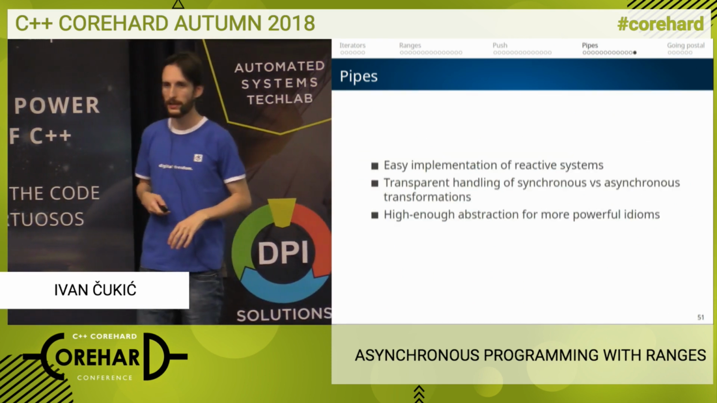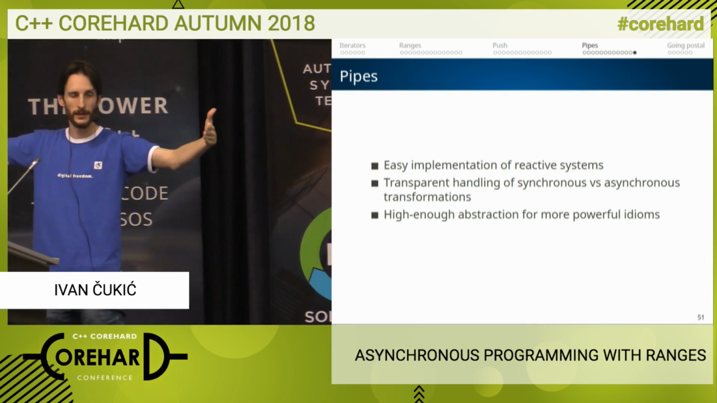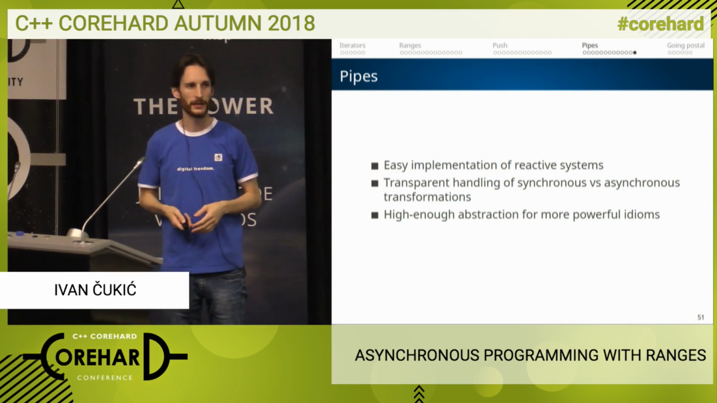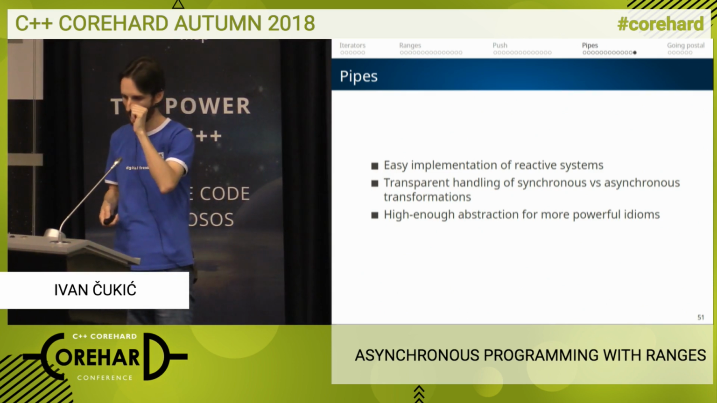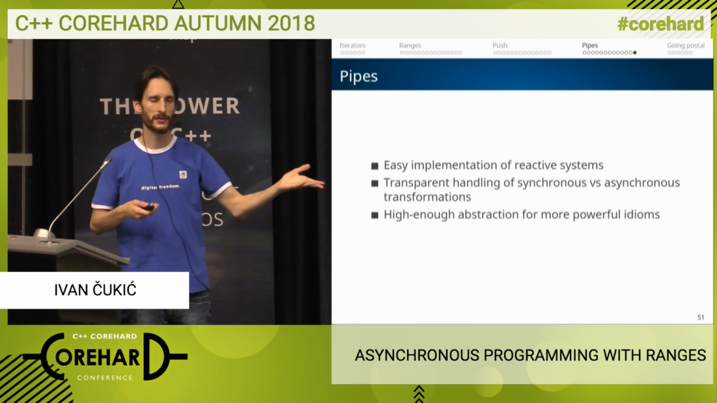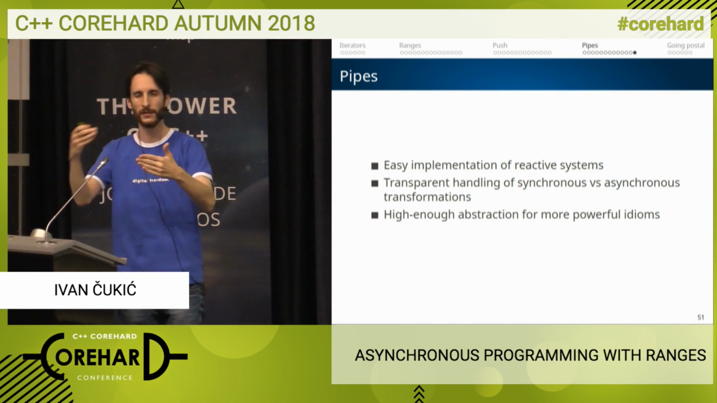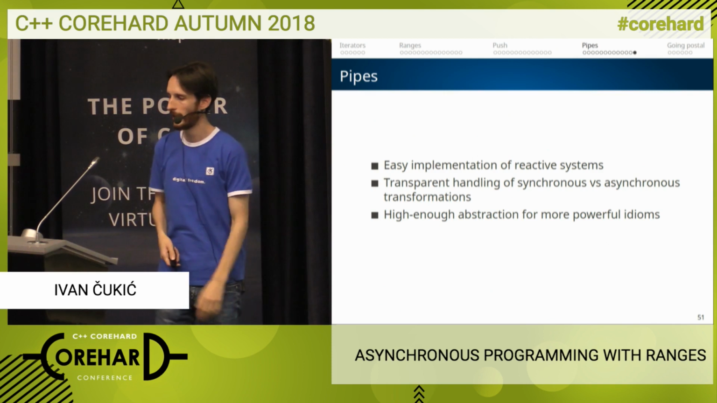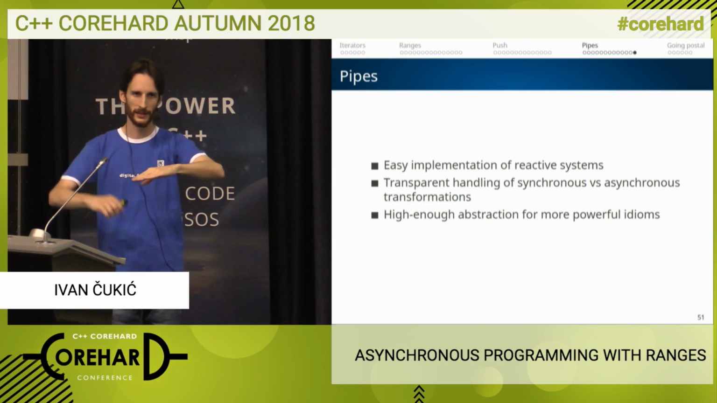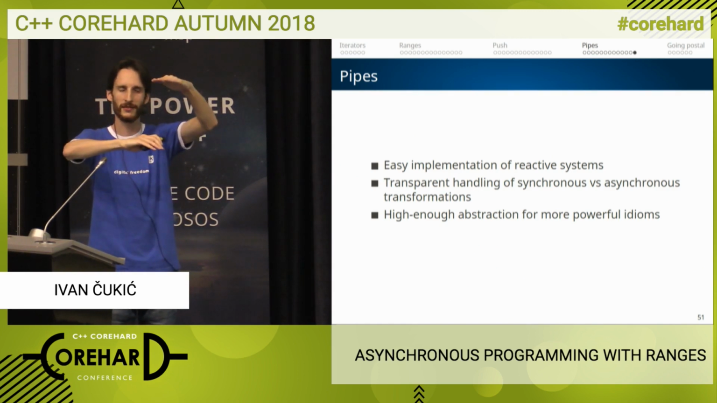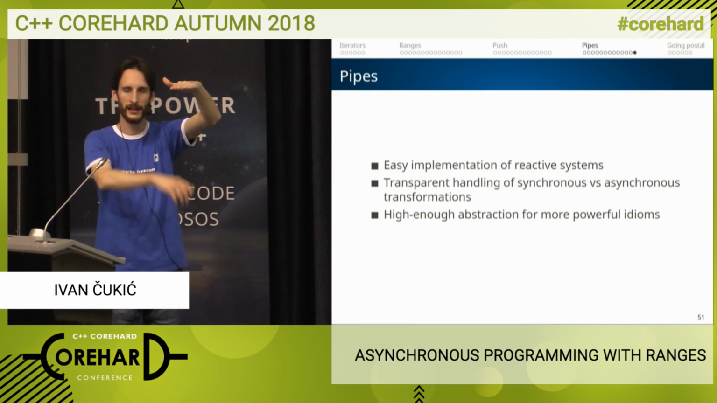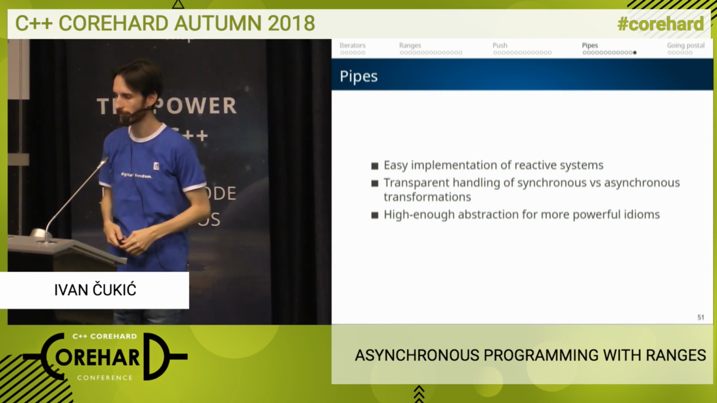So the cool thing is that with a huge pipe of chained transformations, you can easily implement different types of reactive streams from web services to UIs and everything else. The cool thing is that the pipe can handle both asynchronous transformations, so transformations that don't return a value, but for example, a future of something. And the best part is that if iterators were abstract, ranges were even more abstract, and this is on the top level, everything that is handled by these guys below can be handled by this and something more.